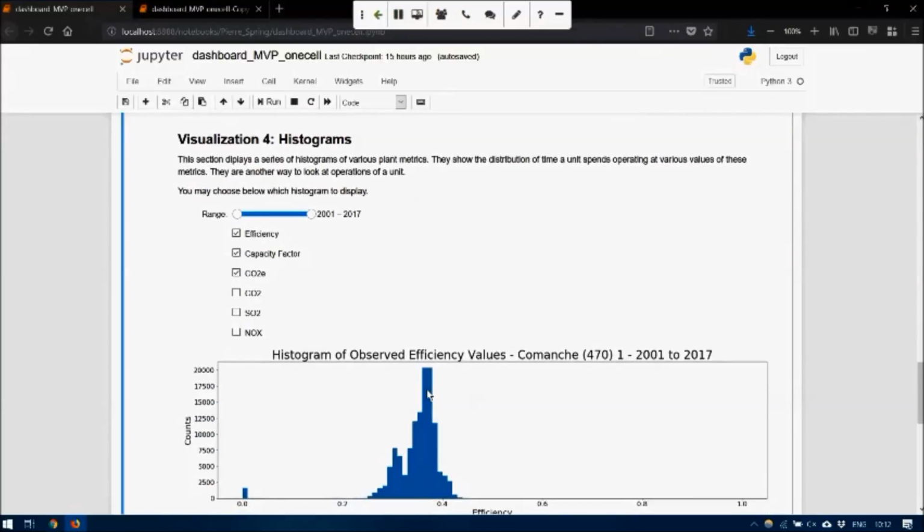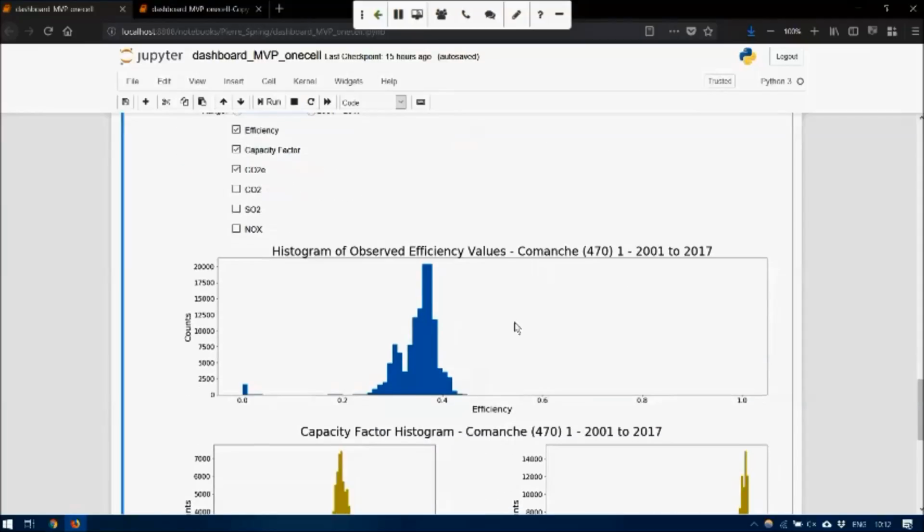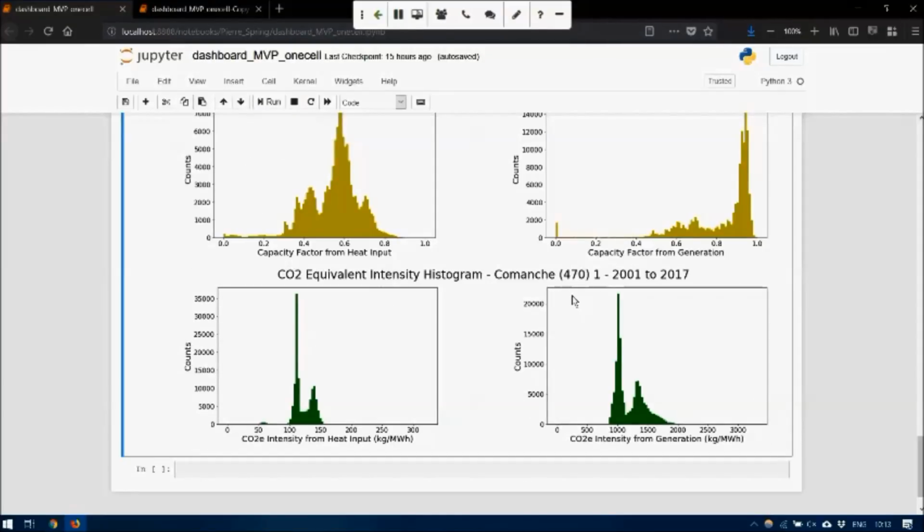We've built a set of histograms to show the different modes of operation our plants take. We believe the value of the histograms is at its greatest when compared with the other visualizations we have built before, as we will demonstrate to a greater degree in our case studies that Austin will talk about later. But by default, we have efficiency, capacity factor, and CO2 equivalent intensity showing. We can observe different modes.